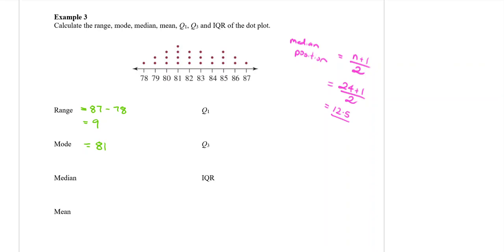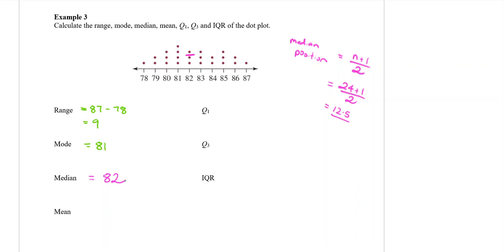So when you count, I always count from the bottom up. 1, 2, 3, 4, 5, 6, 7, 8, 9, 10, 11, 12 is that one, and 13 is that one. So my median, if I draw a little line, is between those 2 dots there. But both of those dots are in the 82. So that means my median is going to be 82. I'm going to come back to that when I do my quartiles.